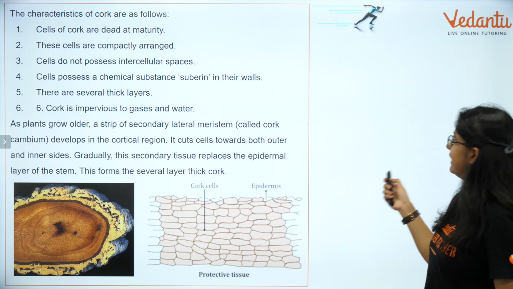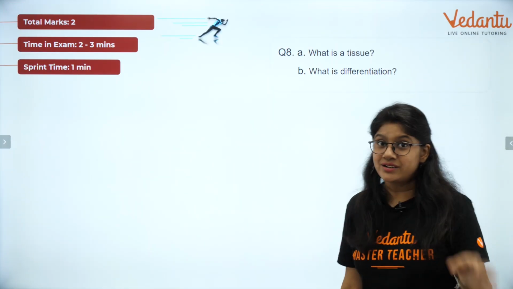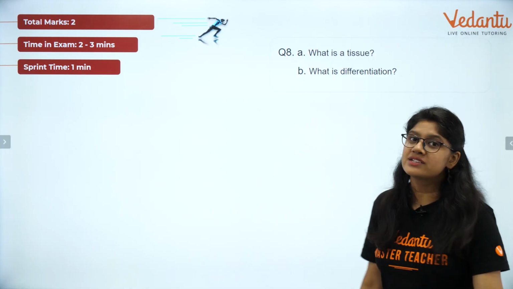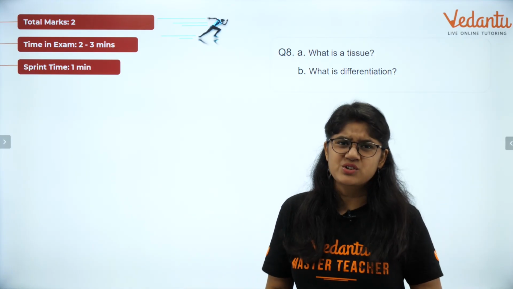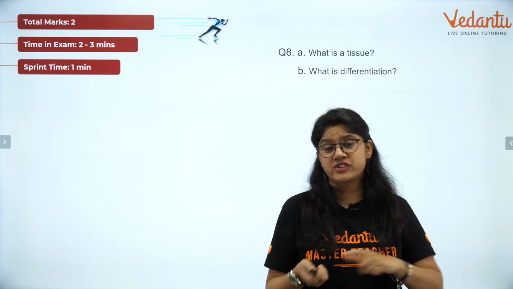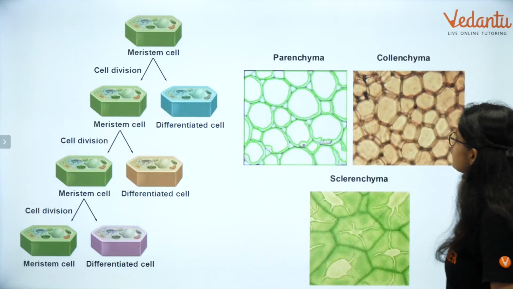Okay, next question, everyone. Very easy. What is tissue and what is differentiation? Easy, right? We know that. Ma'am, tissues are very easy. And differentiation, it's a new term for you. Let's study that. So we have this.